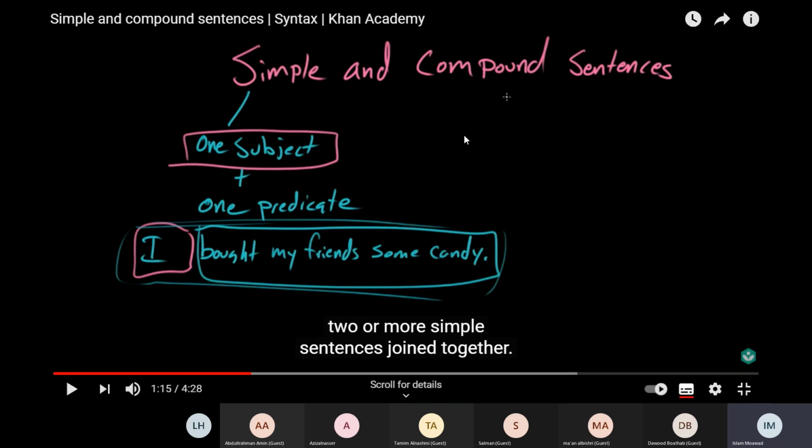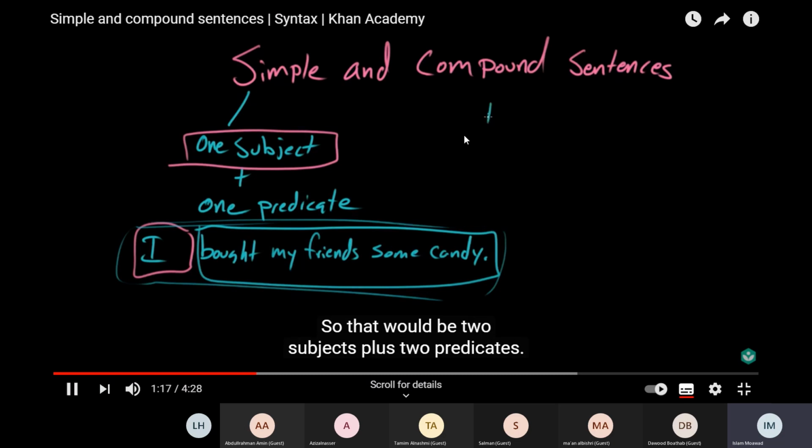He said that the simple sentence consists of one subject and one predicate. Look here. The part he said, bought my friends some candy, we call this part an independent clause. And independent means that this clause can stand alone and give meaning. Okay? So we have one predicate and one subject. That's why we call it a simple sentence, or single clause.